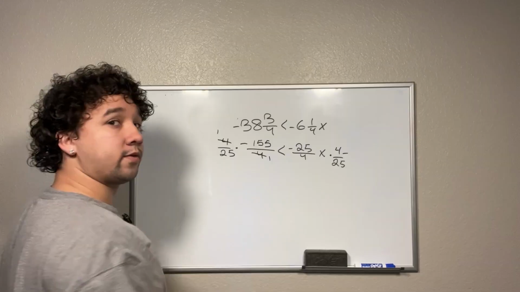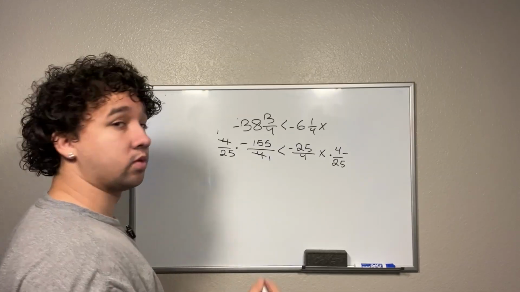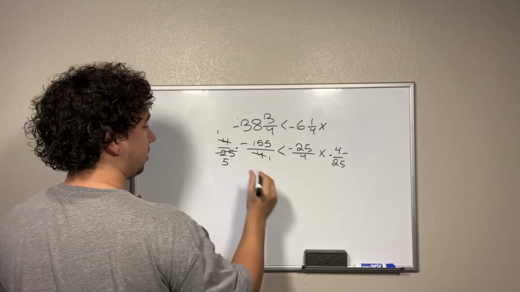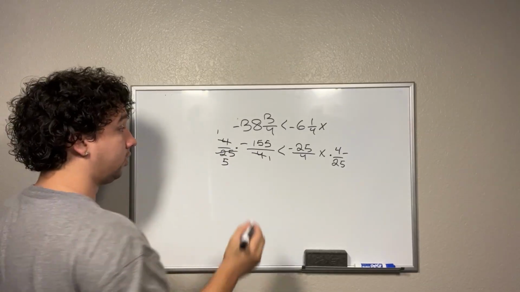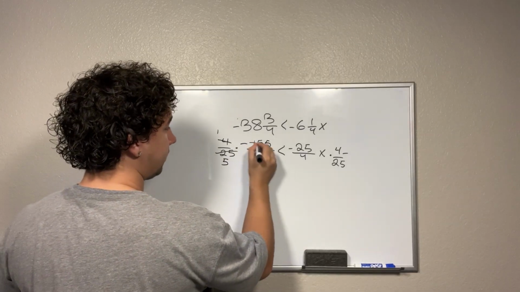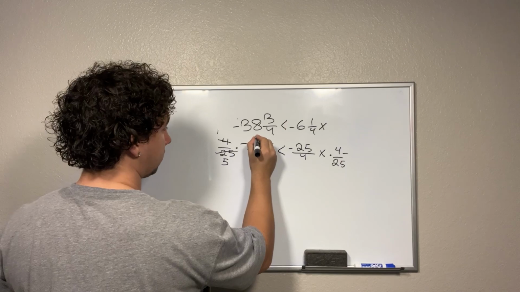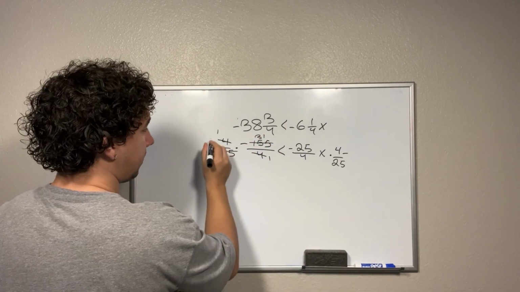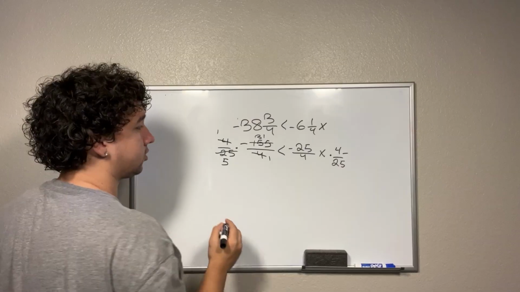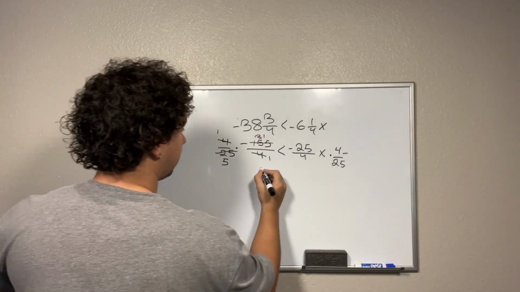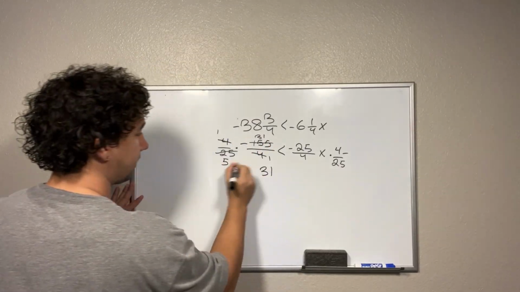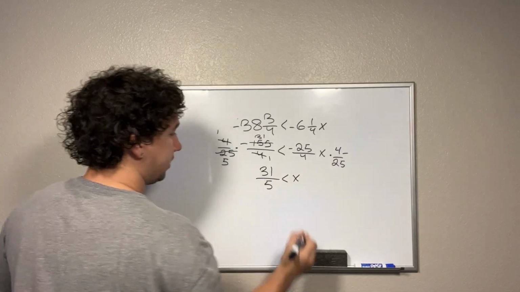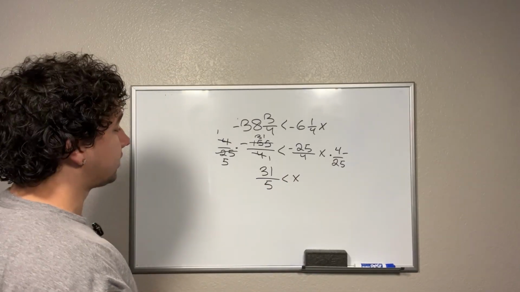4 goes into 4 one time. What goes into 25 and 155 easily? Well, I know for a fact 5 does. So 25 goes into 5 five times, sorry, whoa. And then 5 goes into 155. Well, 5 goes into 15 3 times, and 5 goes into 5 once, so 31. Then from here, a negative times a negative is a positive, so I don't have to worry about that. 1 times 31 is just 31. 5 times 1 is just 5. Is less than x. So that's your answer there.